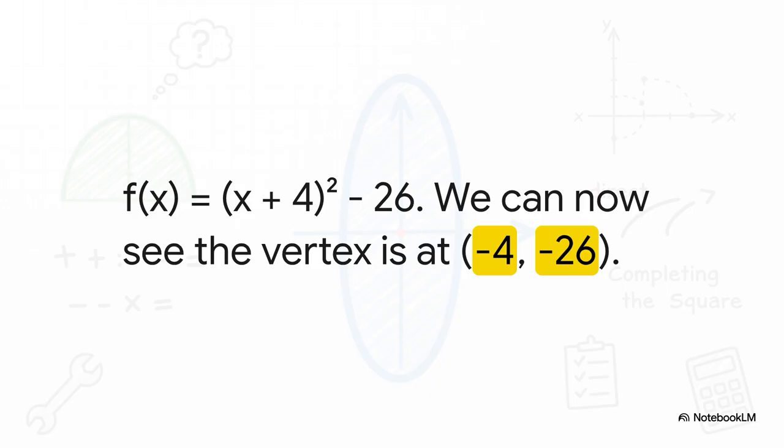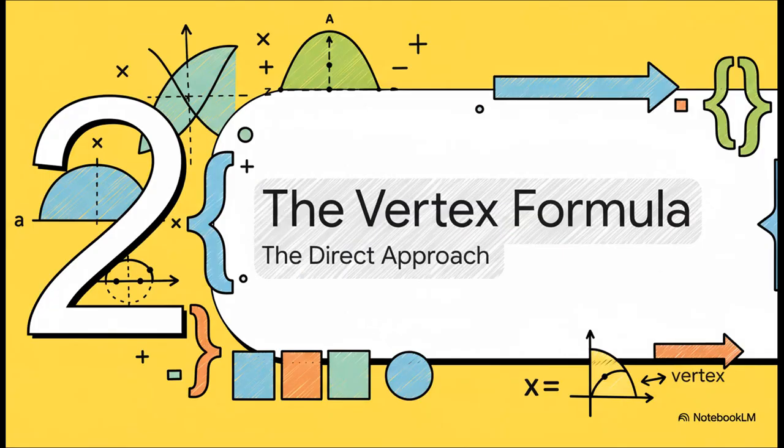We can literally just read the vertex right off the page. Now, just be careful. Remember, the general form is x minus h. Since we have x plus 4, that means our h value is actually negative 4. The k value is easy, it's just negative 26. So our vertex is at the point negative 4, negative 26. Awesome, that's one method down.